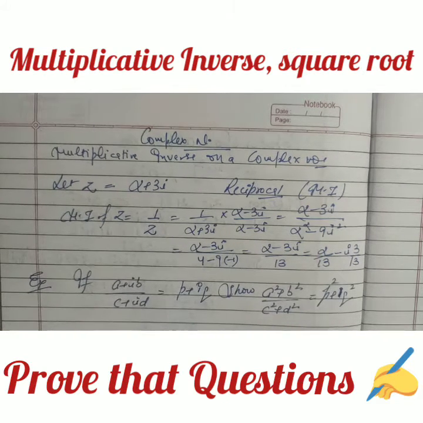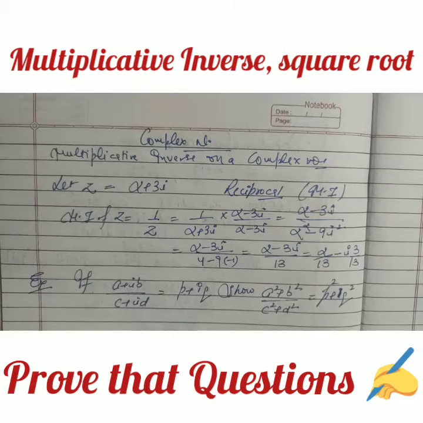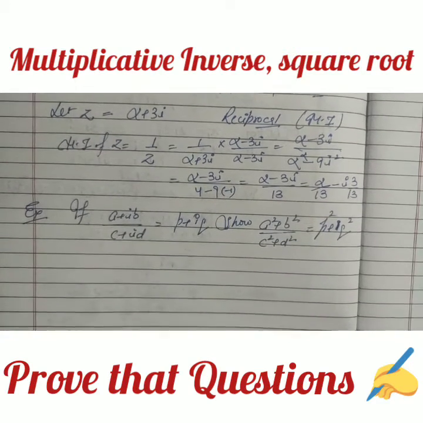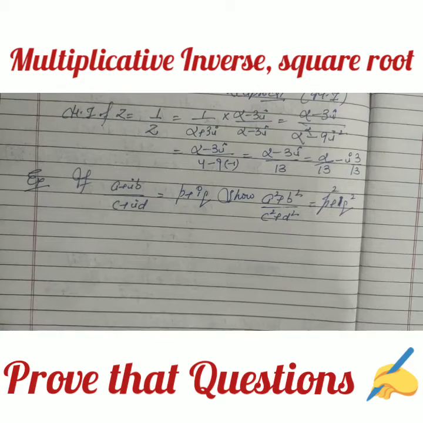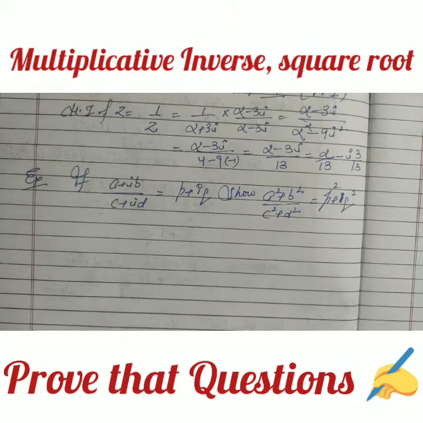Next we are going to do an important question from the examination point of view. If we are given a complex number p plus iota q is equal to a plus iota b upon c plus iota d, we have to show a square plus b square divided by c square plus d square is equal to p square plus q square. There are two methods. We are going to use the easiest one.